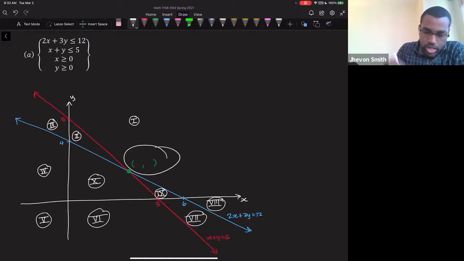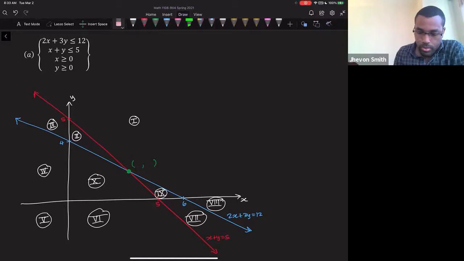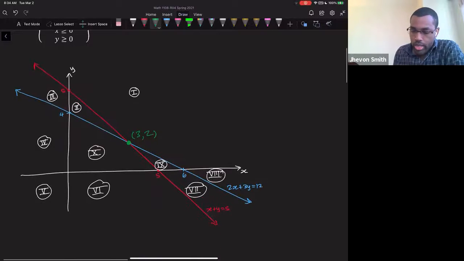In terms of the intersection here, what was that? I got 3, 2. Okay, that seems to make sense. You can quickly check in these equations whether that makes sense. If your x was 3 and your y was 2, you would get 6 plus 6, which is 12, and that works in the blue line. If you plug in 3 and 2 in the red line, you get 3 plus 2 equals 5. So yeah, that seems to work. That was 3, 2.